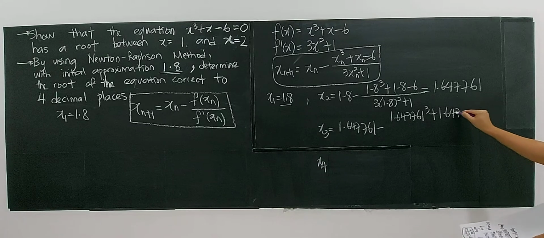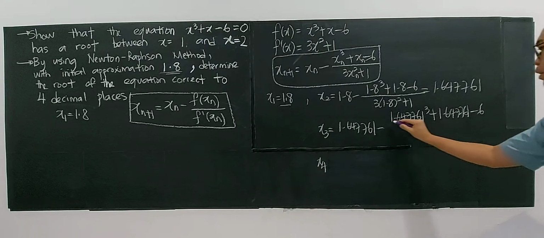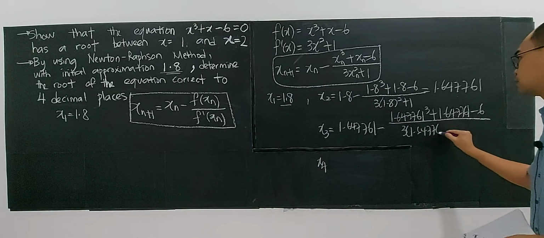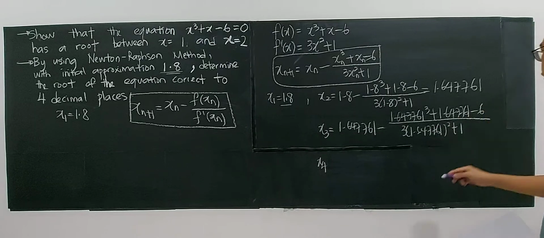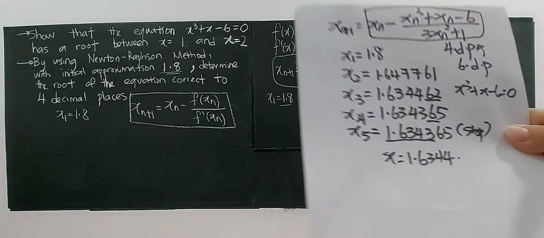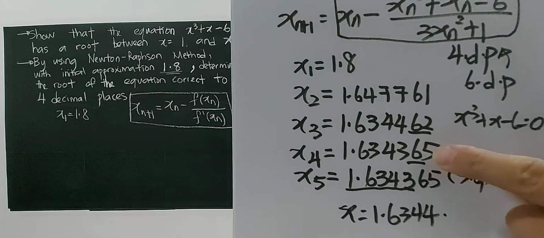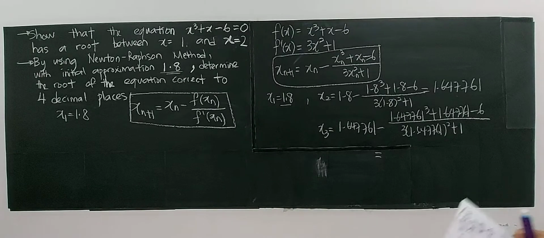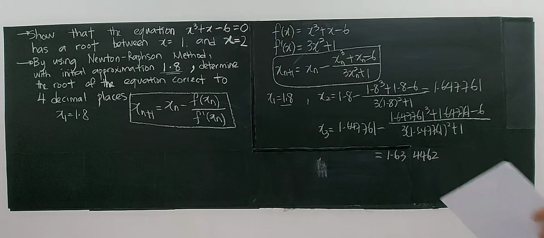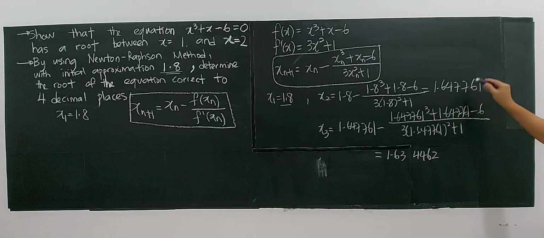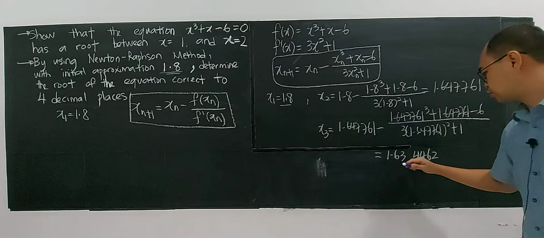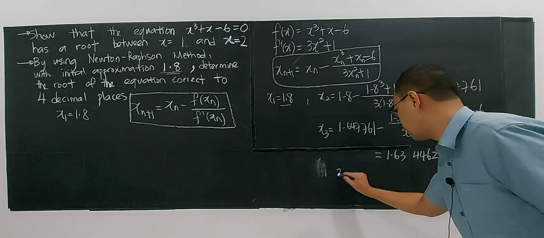Okay, I know you are tired, but this is the way we learn maths, right? Discipline. Then 1.647761 to the power of 2 plus 1. But we know the answer will be my x3, which I already recorded using the calculator, which is 1.634462. But you have seen that this is not constant yet. After you round off, you get 1.6478, but this one, 1.6344, is different, right? So we continue for x4.